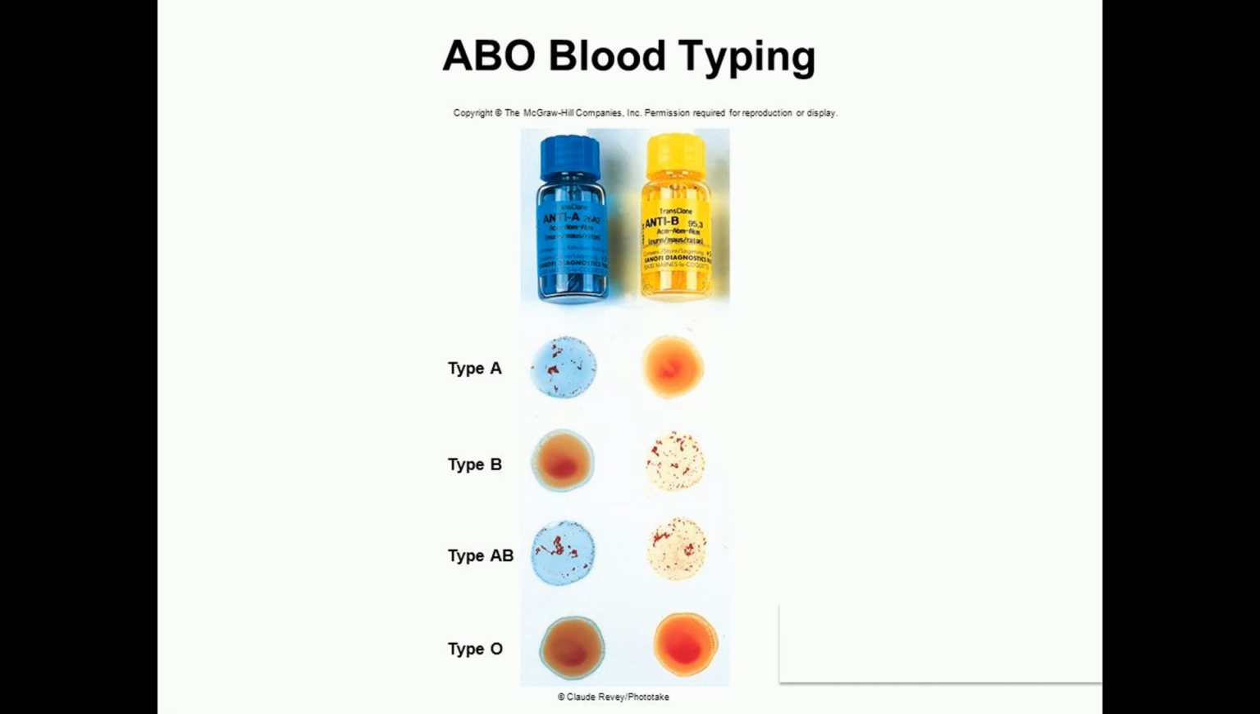If you find that the agglutination happens with anti-A, that means that this person is type A. If it happens with the anti-B, that means that person has type B blood. If it occurs in both of them, then that is a type AB. Well, if there's no agglutination that happens, that means that this patient or this person has a type O blood.